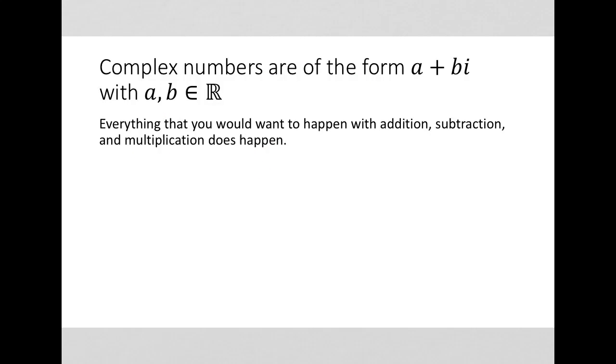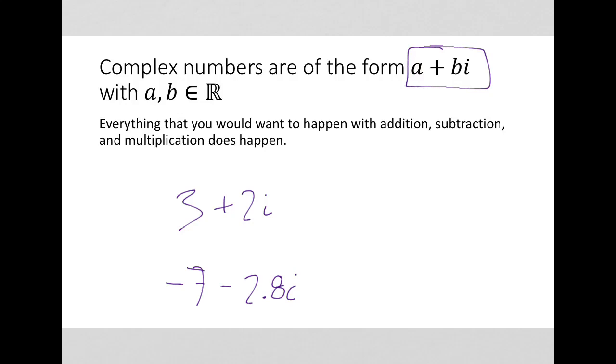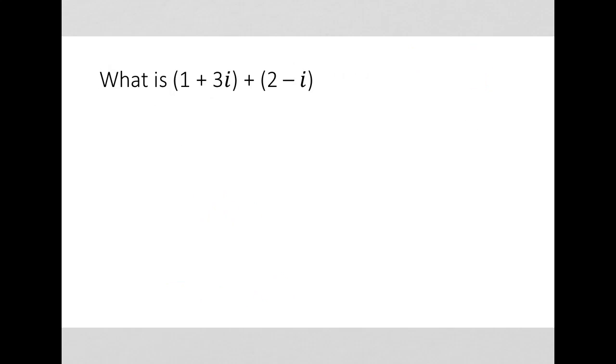Sweet! Okay, so the whole point of talking about the imaginary unit i is because we get to do cool things with the imaginary unit i in the form of complex numbers, which follow that structure, a plus bi, where a and b are both real numbers. So for example, 3 plus 2i is a complex number, negative 7 minus 2.8i is a complex number, etc., etc.